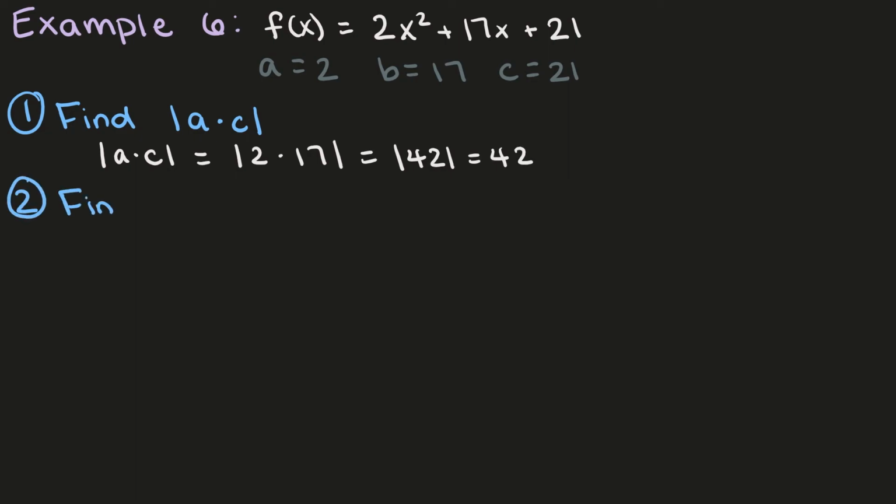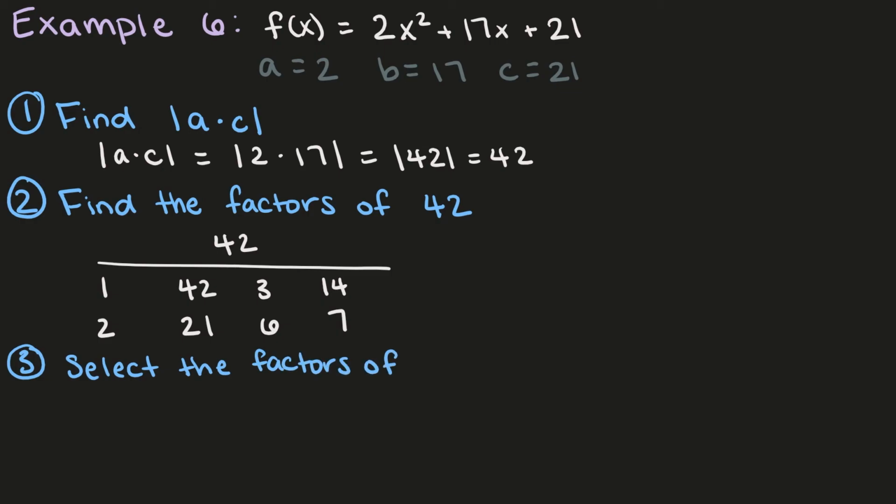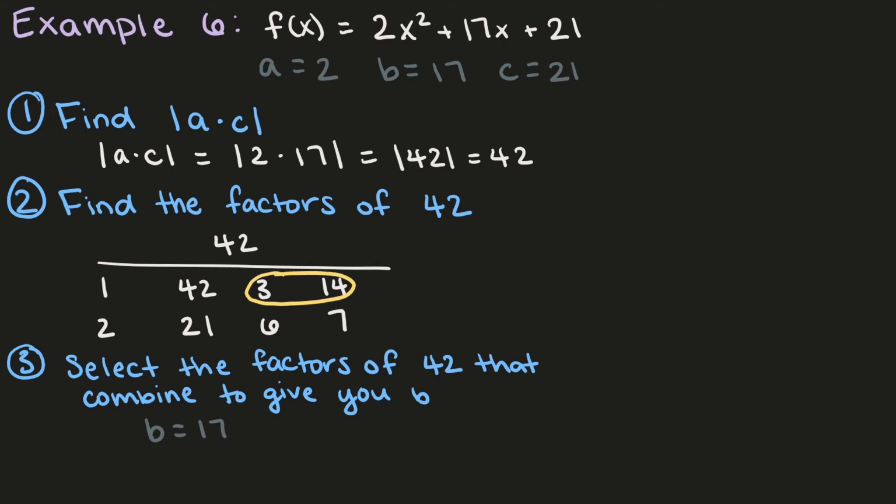Next, we'll find all the factors of 42. The factors of 42 are 1 and 42, 2 and 21, 3 and 14, and 6 and 7. Third, we'll select the factors of 42 that combine to give us b. b is equal to 17. So the factors of 42 that will combine to give us b are 3 and 14, and they'll both be positive, so positive 3 and positive 14.